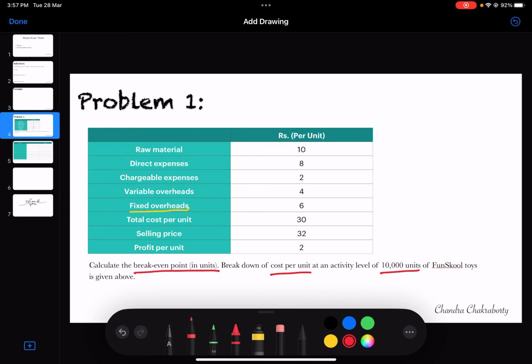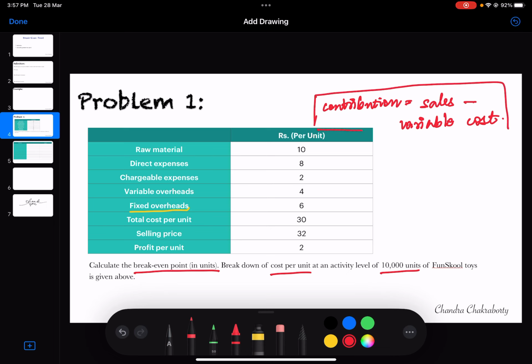Now let's come back to the table. Here, do you see contribution per unit? No, right? There is no such term as contribution per unit. That means you have to do calculation to get contribution per unit. So how do we get the contribution? Always remember, contribution equals sales minus variable cost. Always remember this formula.